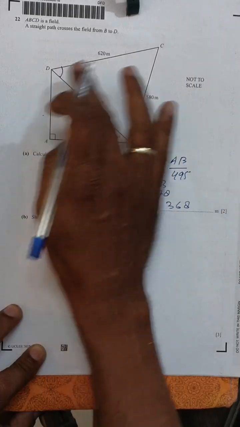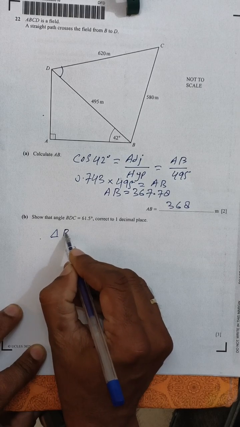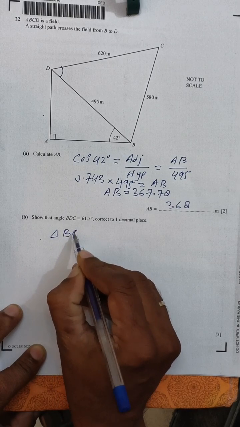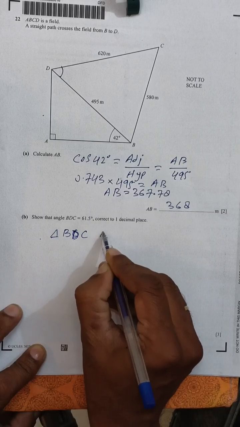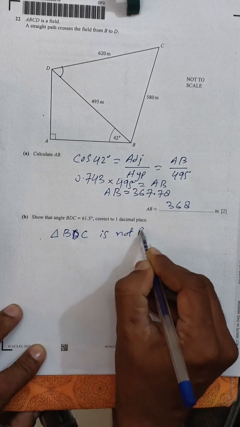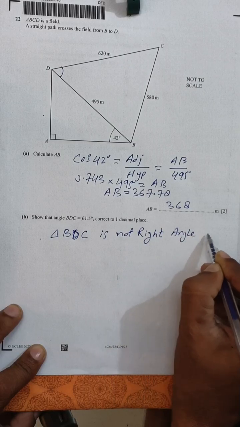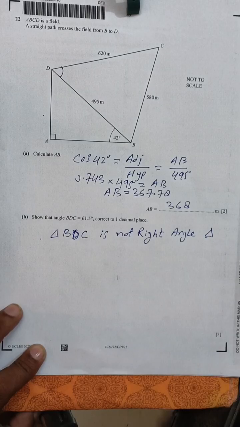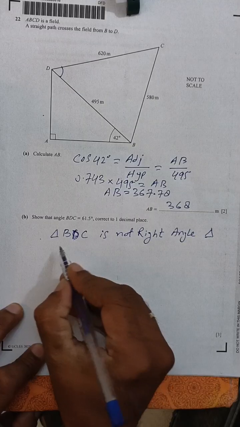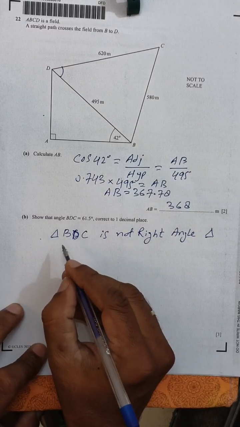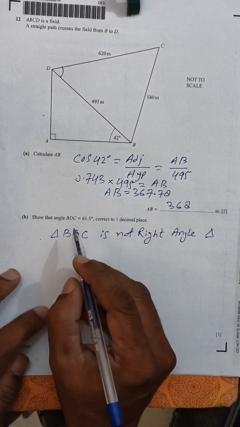So triangle BDC is not a right angle triangle. Clear? So now apply the cosine law. What is the formula of the cosine law? Look at this one.